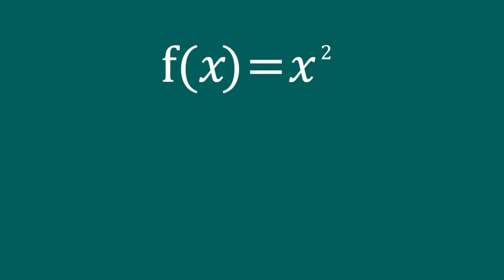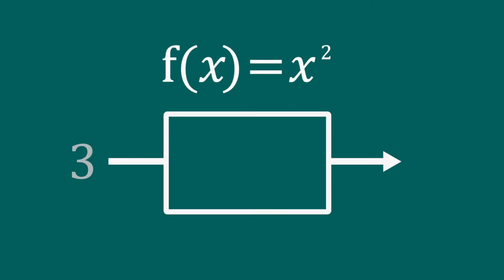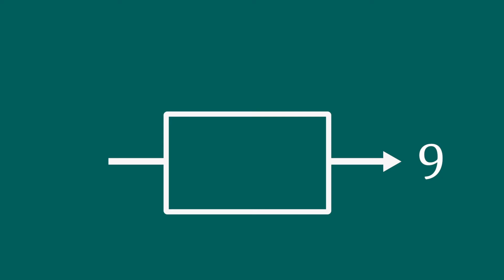Okay, so what about the squaring function f of x equals x squared? We all know that an input of 3 gets sent to an output of 3 squared equals 9 under this function. But if we start with 9, how can we reverse this to get back to 3? You might be thinking about taking a square root. That's a great idea, but there's a problem.